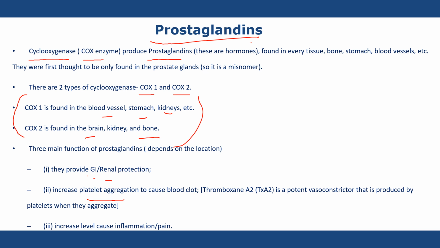Thromboxane A2, a type of enzyme, is a very potent vasoconstrictor that is produced by the platelets when they aggregate. So the point I'm trying to make here is that we form blood clots with the help of prostaglandins, a type of hormone. And number three, they also increase inflammation or pain. When these prostaglandins are present in the brain, in the central nervous system, they will register pain and inflammation.